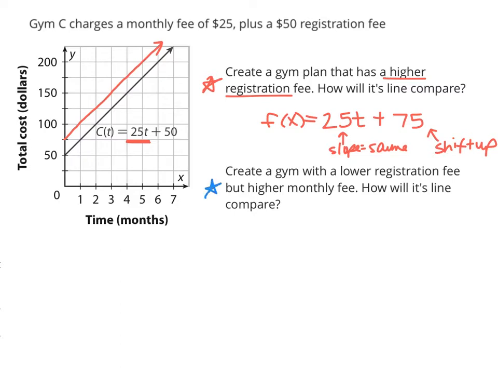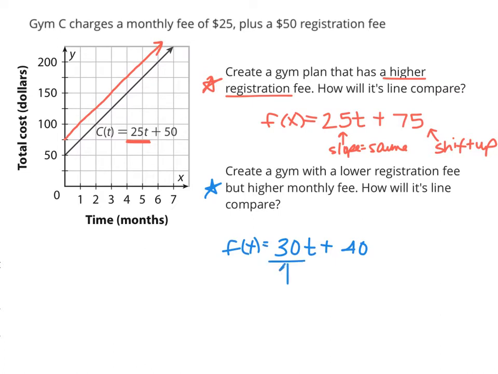All right, I'm going to use the same idea. This time I want to create a gym with a lower registration fee, but a higher monthly rate. Okay, so I'm going to start with the registration fee. I want a lower registration fee, so I'm going to say instead of $50, maybe we'll say $40. And I want a higher monthly fee. So instead of 25, I'm just picking numbers here, let's say 30. All right, so that's 30t plus 40. That's f of t. Okay, so there's my function.